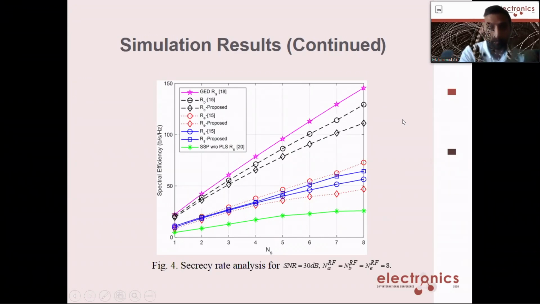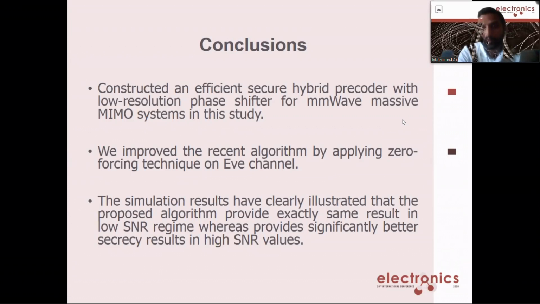So the conclusion: in this specific study, we have utilized a secure hybrid precoder design targeting millimeter wave, utilizing massive MIMO systems, and using low resolution phase shifters. To improve on the recent algorithm, we utilize the zero forcing technique at each channel. The simulation studies validated that our proposed method improved the secrecy rate at high SNR values. However, similar secrecy rate results are seen at low SNR values.